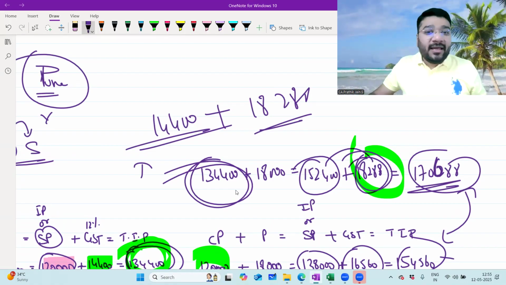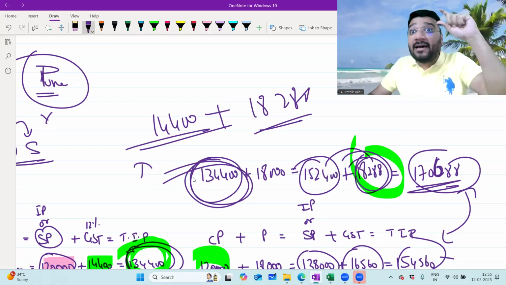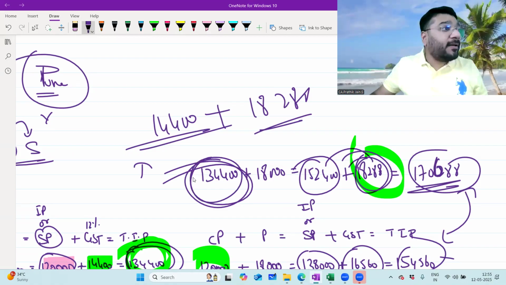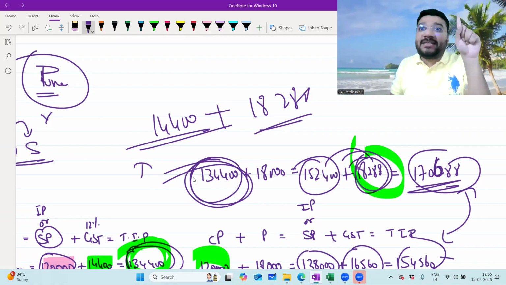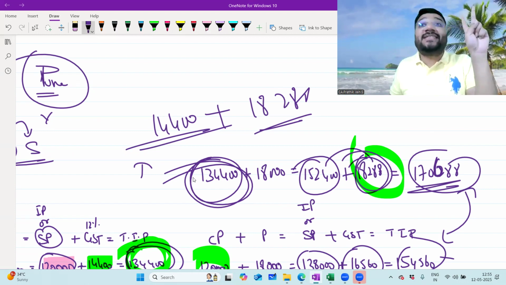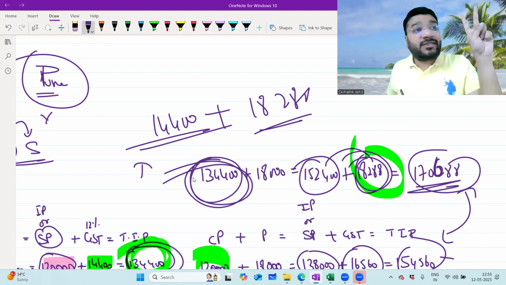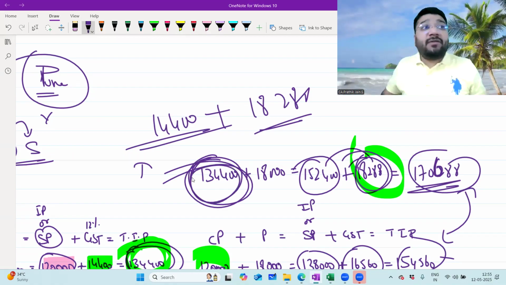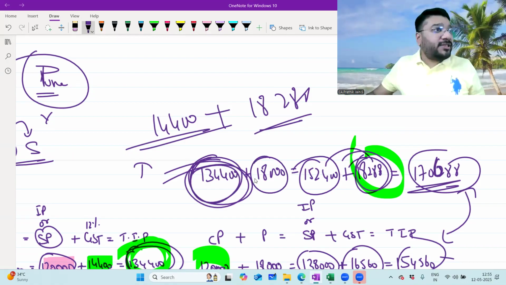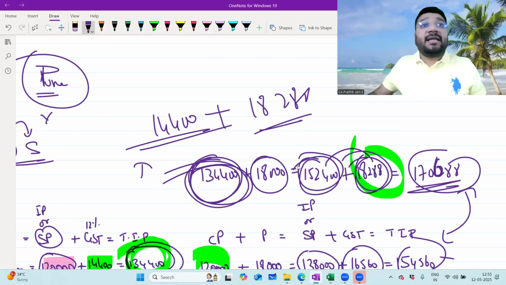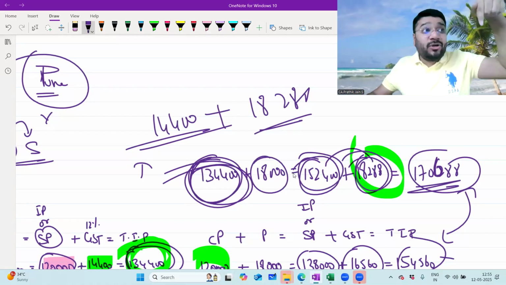Think about it. I am talking a scenario where this 1,34,400 is your cost price. Retailer cost price is 134,400. In this 134,400, what is the breakup? 120 is the purchase value and 14,400 GST value. Input not available, so GST became your cost. In this 134,400, 14,400 is included. Plus 18,000 margin, 152,400. In this 152,400, 14,400 GST is included? Yes.